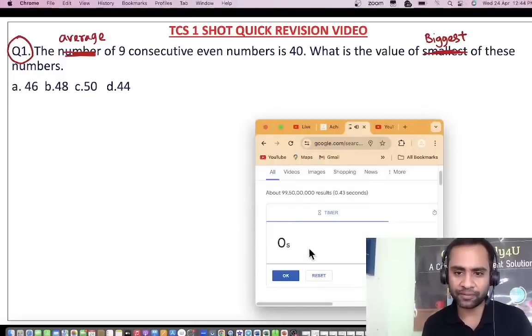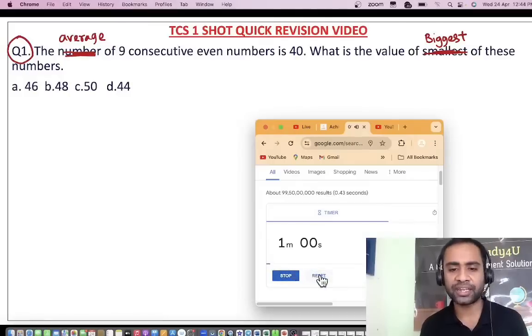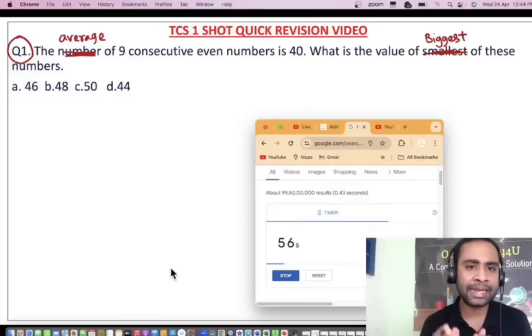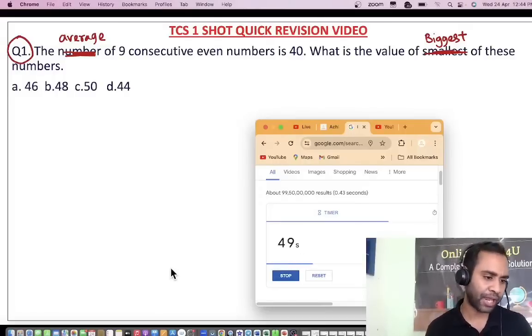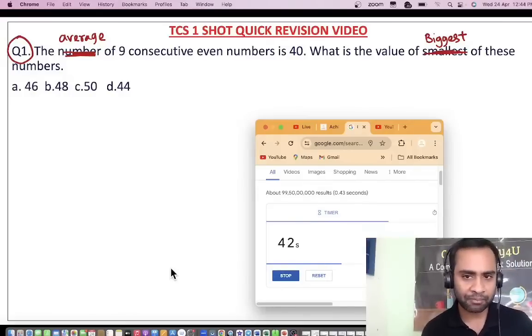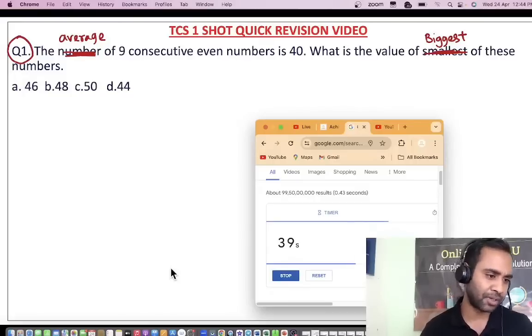Now I am going to give you the question again, as there was a small mistake in it. The average of 9 consecutive even numbers is 40. Then what is the value of the biggest of these numbers? Now it is clear. Come on. 48. Okay, 48.